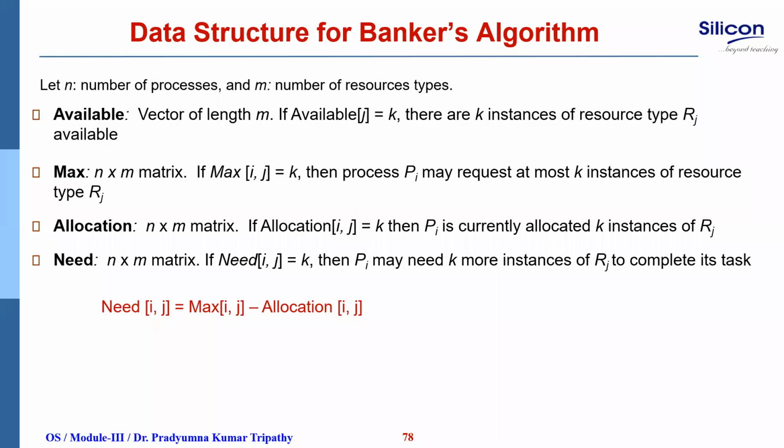The next one is allocation. The allocation matrix is also an n cross m matrix. It's a two-dimensional array. So if I say allocation[i][j] equals k, that means process Pi is currently allocated k instances of Rj.